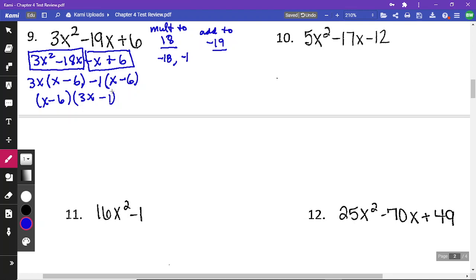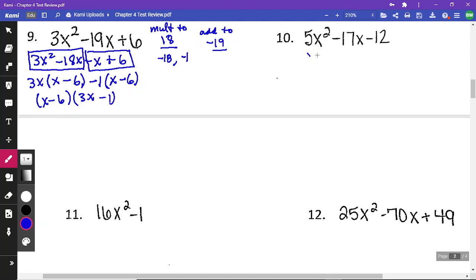Okay. So that's factoring by grouping after splitting the middle. So we call that the AC, split the middle method. Don't forget, you have to split the middle. That's why we call it the split the middle method.